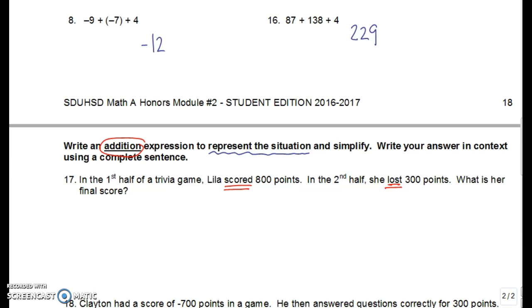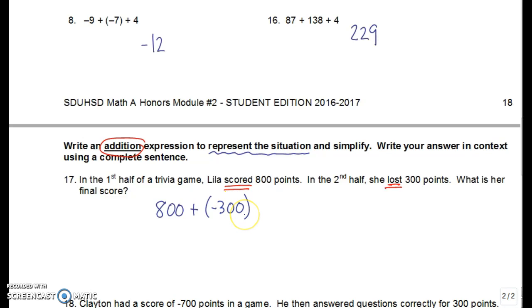All right, so number 17 says, in the first half of a trivia game, Lila scored 800 points. In the second half, she lost 300 points. What is her final score? So we're looking for suggestions as to what these words mean, either positive or negative. And remember, this lesson is all on adding. So scoring is a positive number, so 800. And we're adding the 300 points that she lost, which is a negative 300.